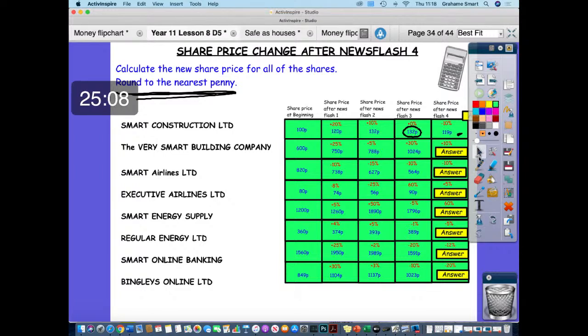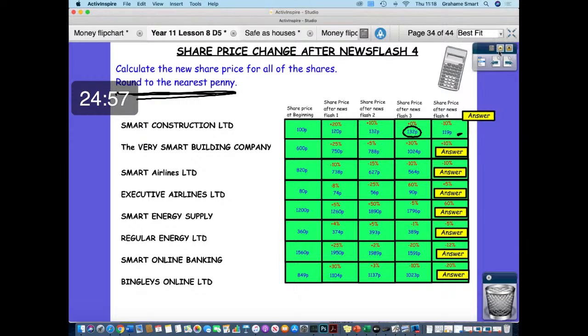So next one would be 1024. Okay, and you're going to increase that by 10%. So have a look at those. I'll give you a couple of minutes to work through those. Use the calculator and work out those new share prices.